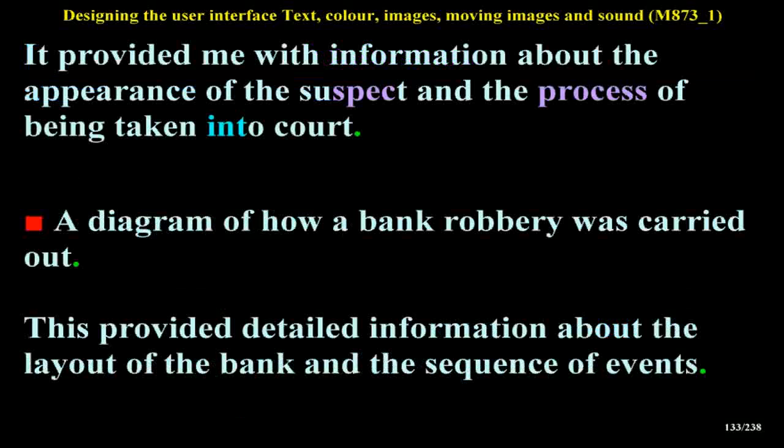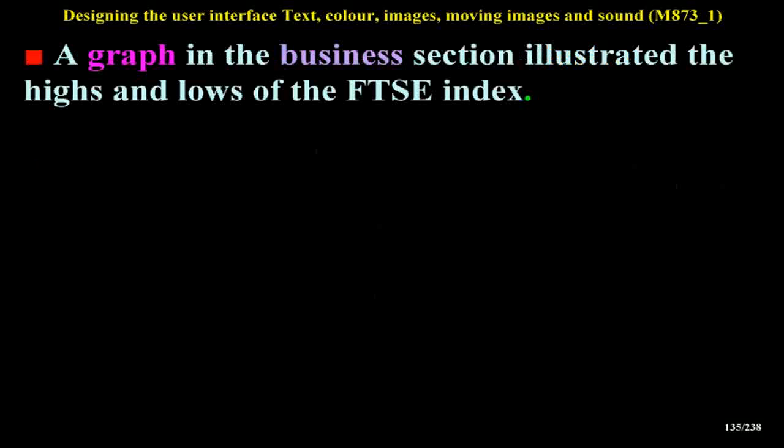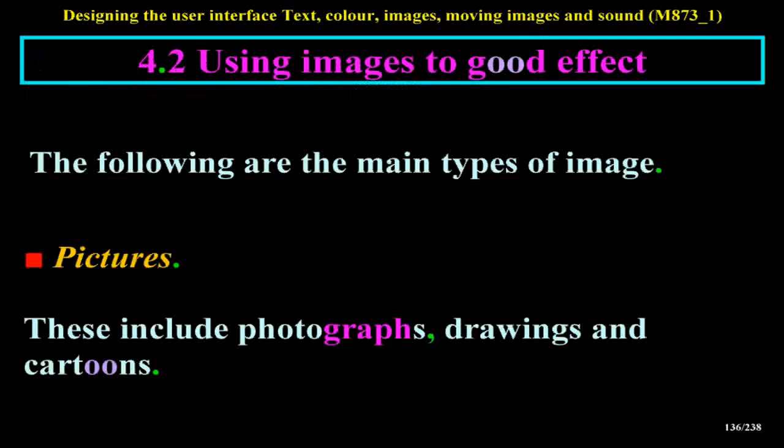A diagram of how a bank robbery was carried out. This provided detailed information about the layout of the bank and the sequence of events. This added clarity to the textual description. A series of drawings of clock faces, supporting the explanation of a sequence of events during a day in the stock market. This clarified the explanation. A graph in the business section illustrated the highs and lows of the FTSE index.